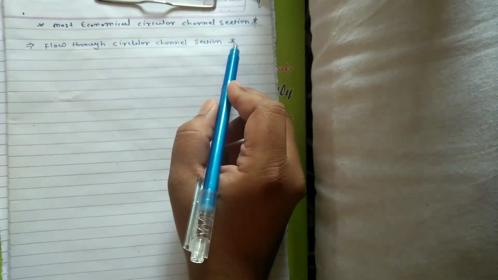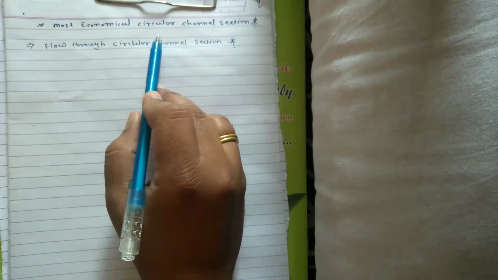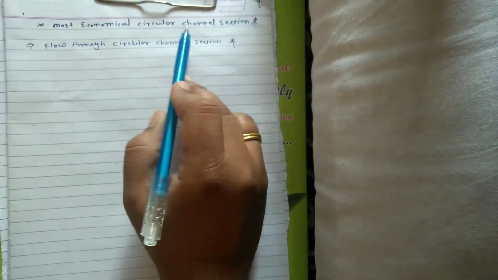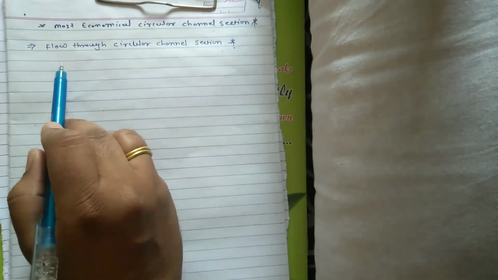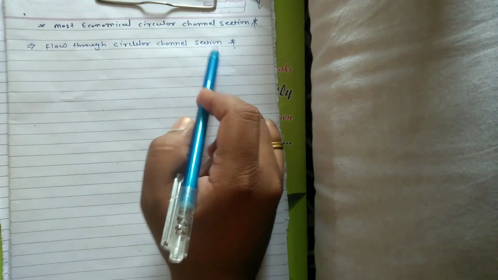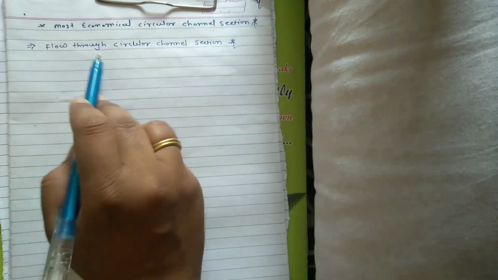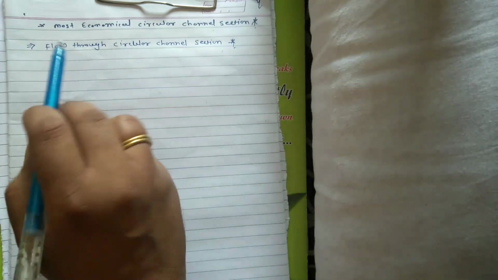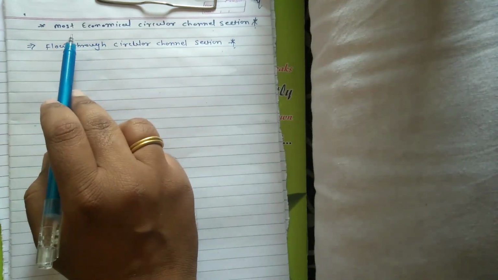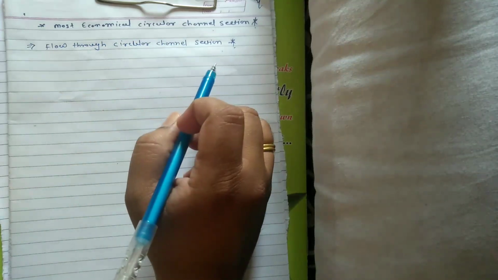Okay, welcome students. Today we are going to study the most economical circular channel section. This is the last channel section, and that is nothing but the circular channel section. Before studying the most economical circular channel section, first we are going to study the flow through the circular channel section, how to determine it. After that we will study the most economical circular channel section.